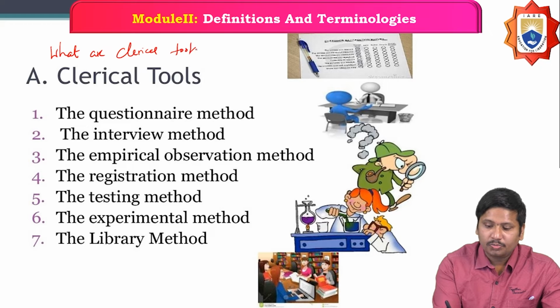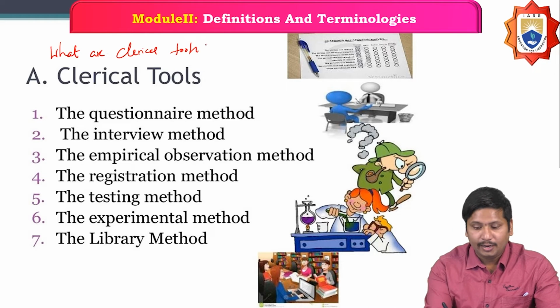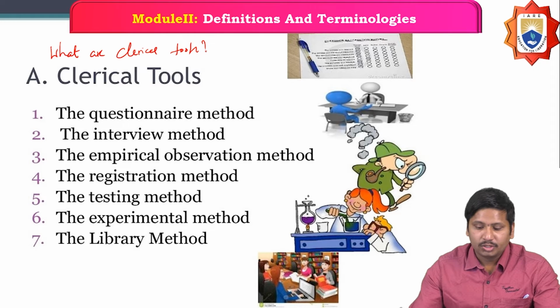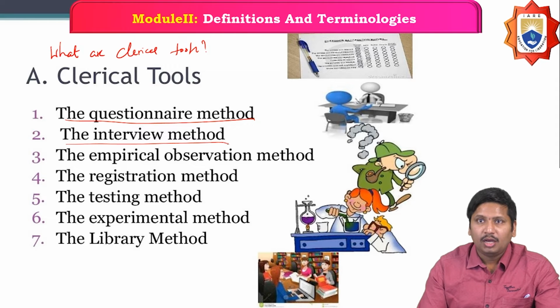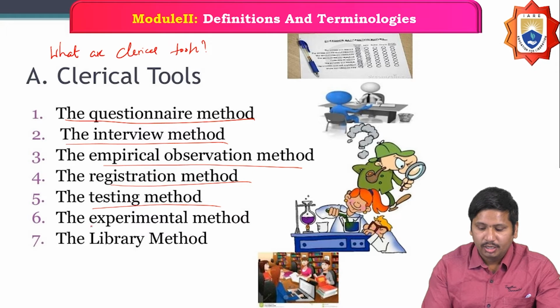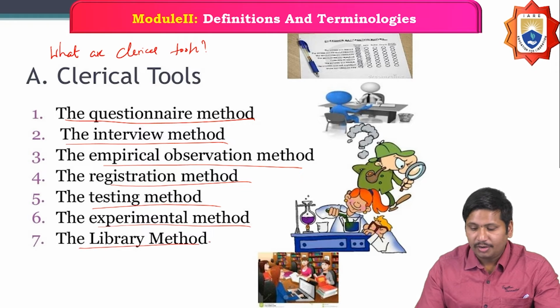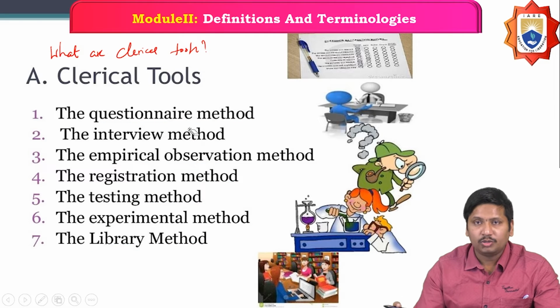So this is the question that they may ask normally. So what are clerical tools? The clerical tools are nothing but the questionnaire method, and then interview method, and then empirical observation method, and registration method, testing method, experimental method, and library method. So these are some of the clerical tools what we call.